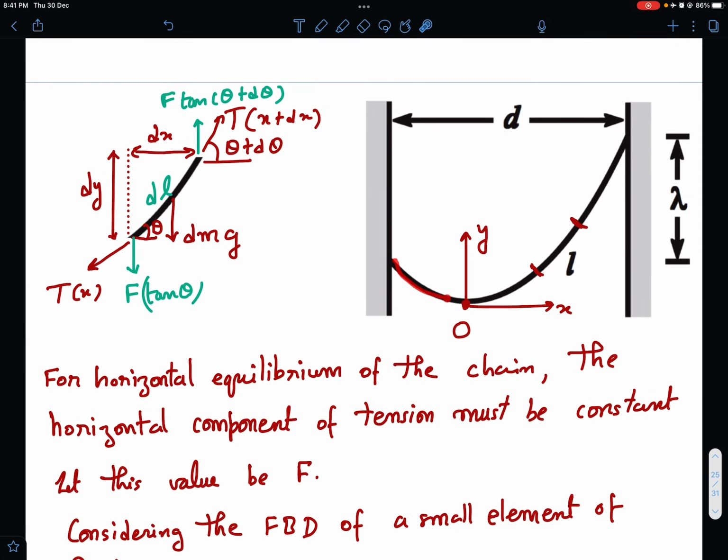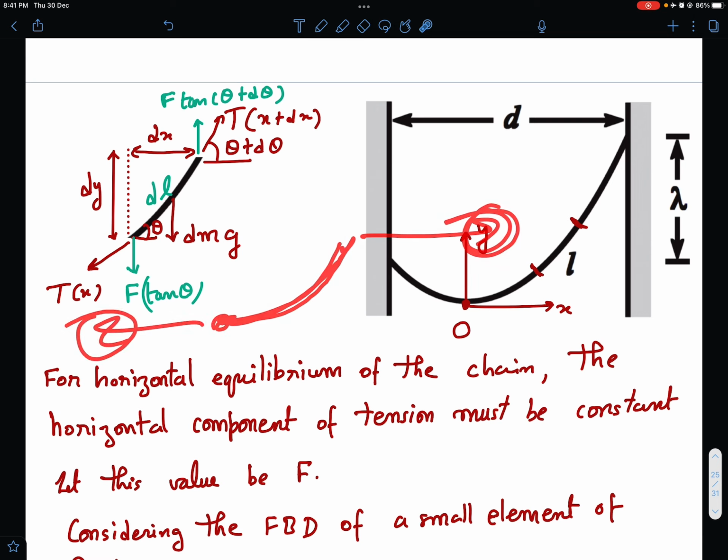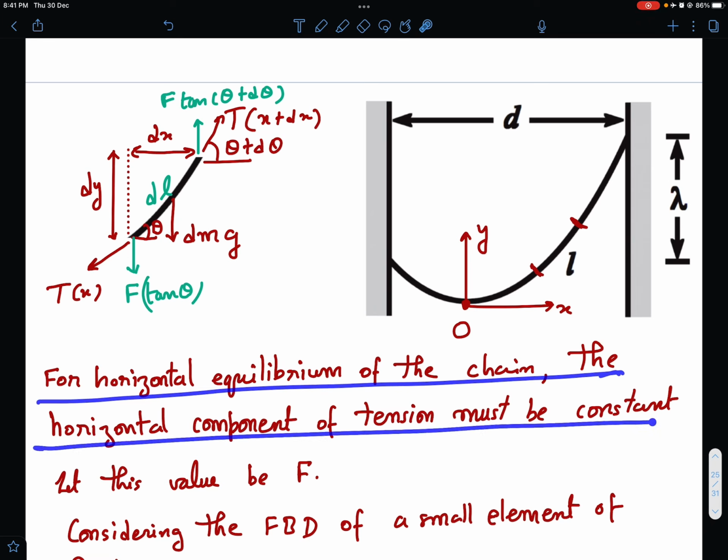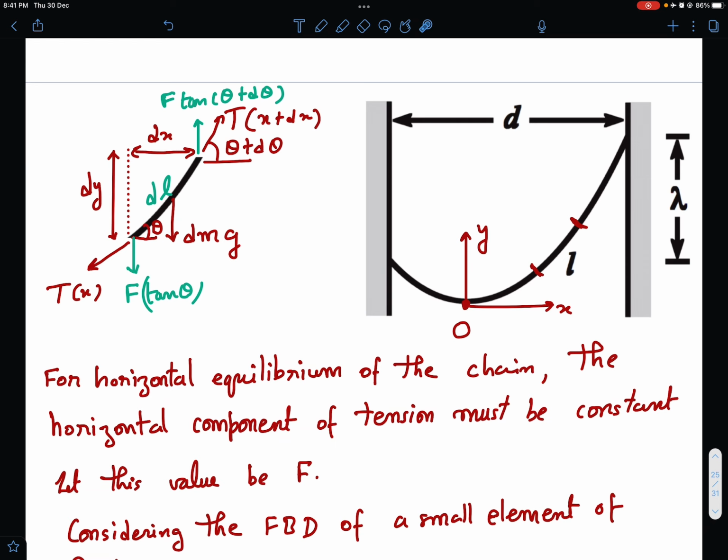Let's say this is our chain, and for horizontal equilibrium of the chain, it is important that the horizontal tension should be the same everywhere, right? Because if you take any section, whatever the tension component in the horizontal direction here, the same should be the tension component horizontally in this direction, because in the horizontal direction there's no gravity. So for horizontal equilibrium of the chain, the horizontal component of tension must be constant, and let this value be F.